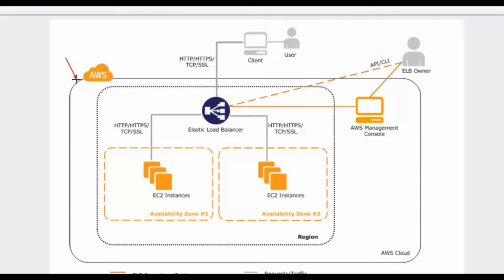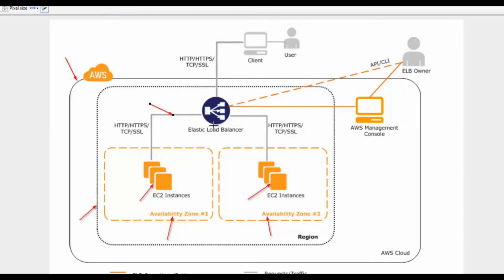This is your Amazon account, and within this account you have selected one region. It could be any region, and within this region there are a couple of availability zones, and in each zone you have launched one EC2 instance. Both these instances need to be of similar nature, meaning if it's a web server, both need to be web servers, and we have put both these servers under elastic load balancer.